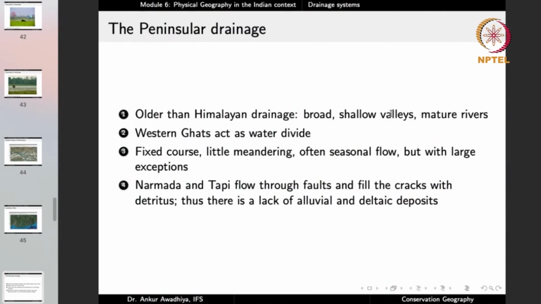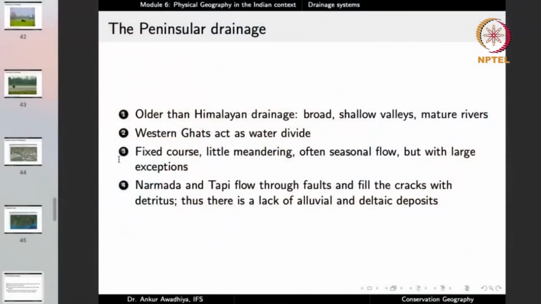So there are broad, shallow valleys. The rivers are mature, meaning that they have practically done all the erosion that is possible. The Western Ghats act as a water divide, meaning that on the western side of the Western Ghats, we have rivers that flow towards the west. On the eastern part of the Western Ghats, the rivers flow towards the east. So they act as a water divide.